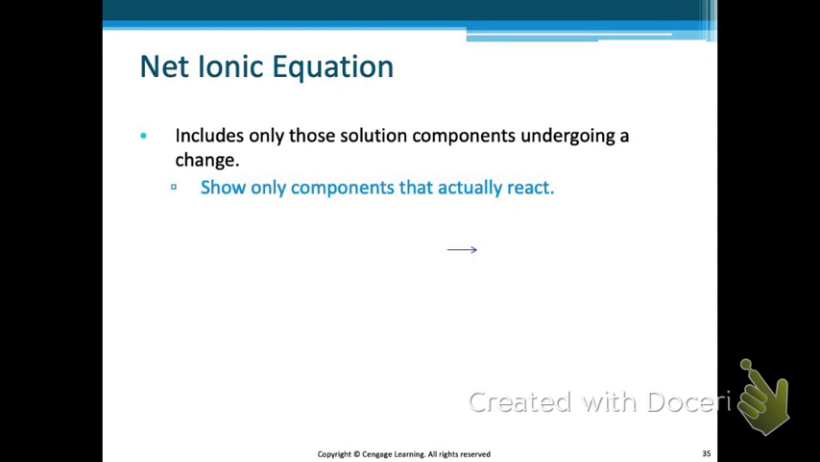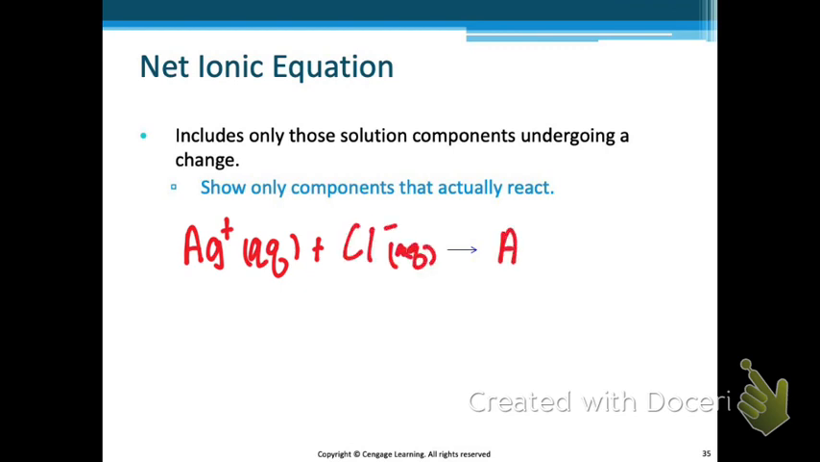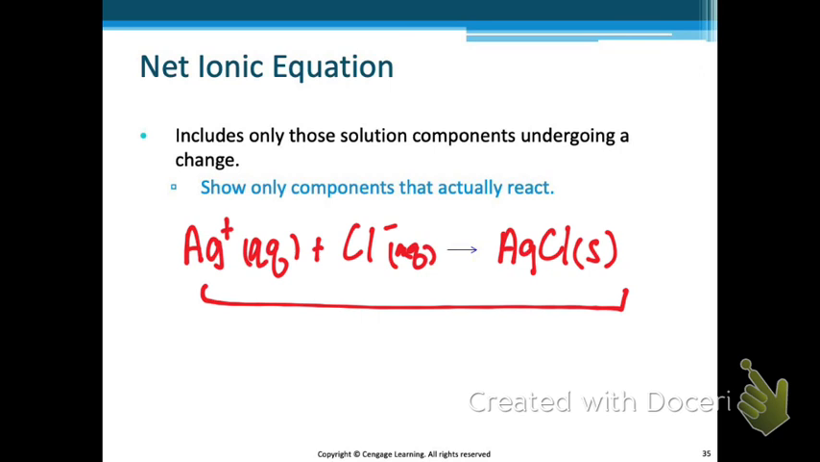What goes in the net ionic equation are the things that include a change, which would be silver. The silver ion started out as silver aqueous. The chloride ion started out as chloride aqueous. And they form a new compound, which is AgCl. That's a solid. Right? That is now our net ionic equation. This equation, if we do it right, should automatically come out balanced.